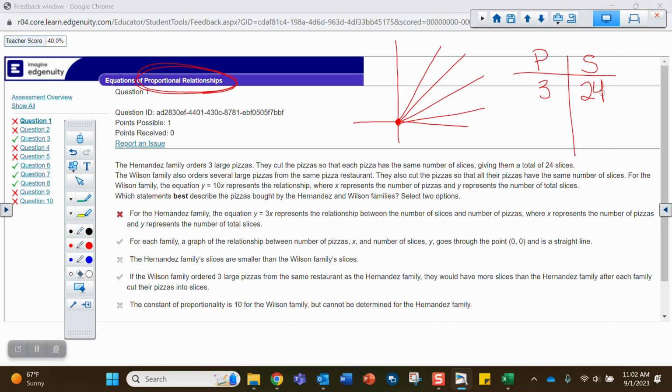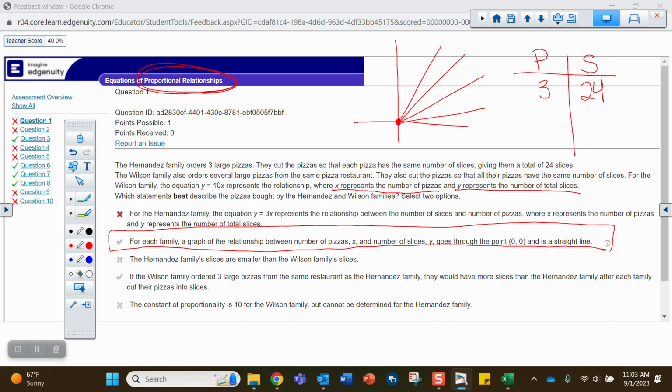So the first gray check mark says, for each family, a graph of the relationship between the number of pizzas x and the number of slices y. Okay, it tells us that right here. X is pizza, y is slices. It's going to go through 0, 0, and it's going to be a straight line. That's always true of proportional relationships. They all pass through 0, 0, and they are all straight lines.